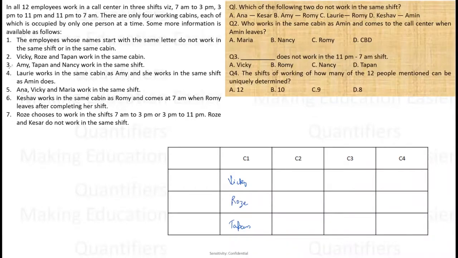Let me read the next point. Amy, Tapan and Nancy work in same shift. So Tapan is here, Amy, Nancy, they work in same shift. Okay, so if I have to change the columns I can change the columns if required. Laurie works in the same cabin as Amy, and she works in the same shift as Amin. So okay.